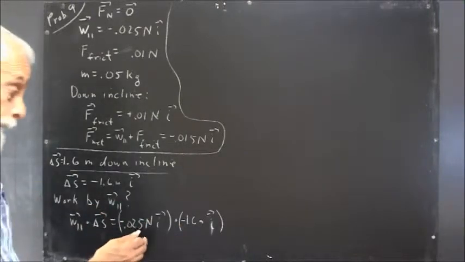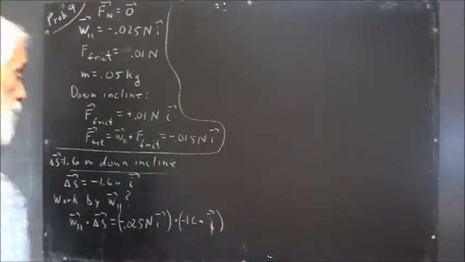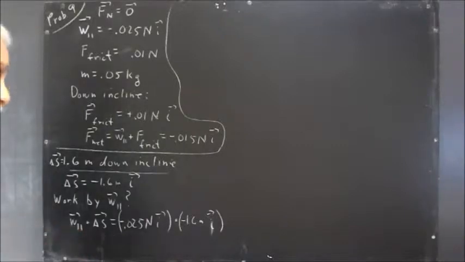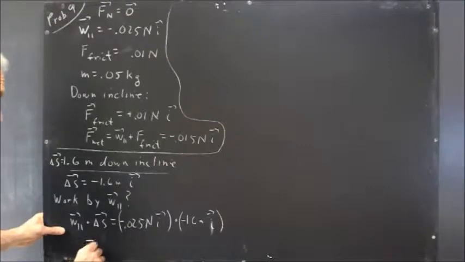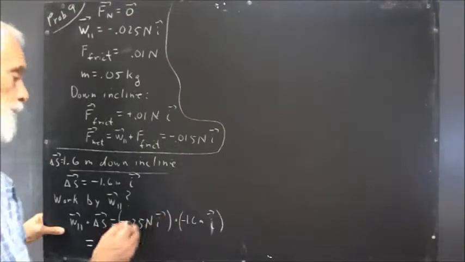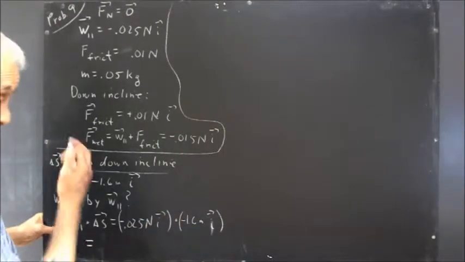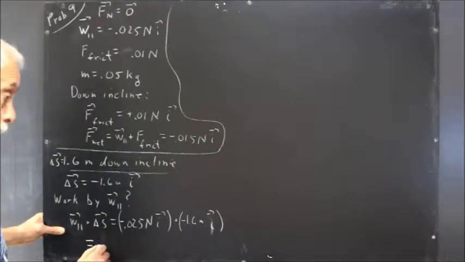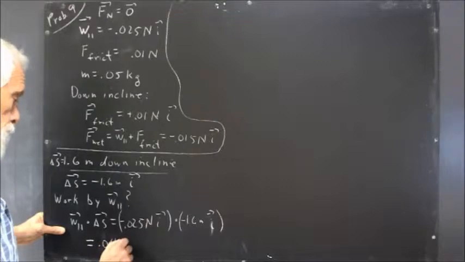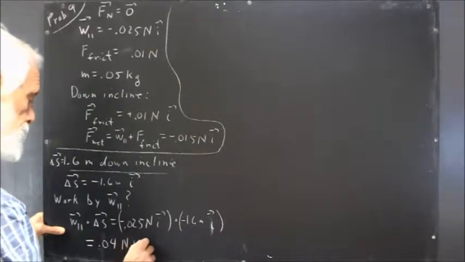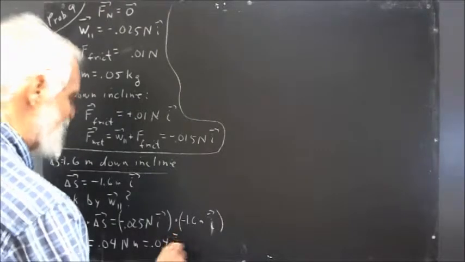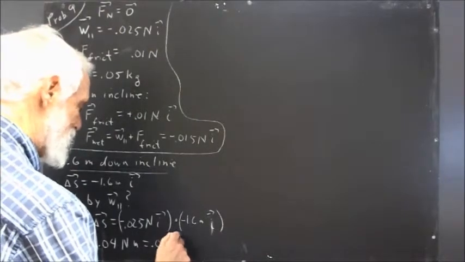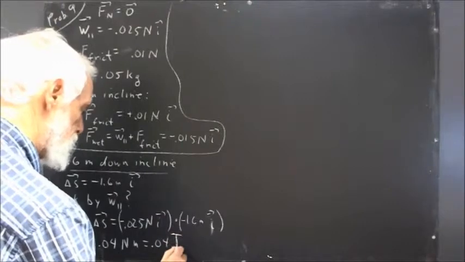Okay, now we take this dot product. Well, what's a dot product? It's easily calculated by I component multiplied by I component. So that equals, well, what's 1.6 times 0.025? I believe that's 0.04. Yeah. That'd be 0.04 Newton meters equals 0.04 joules. And I'm trying to make a J out of the joules. I don't know, I got J in the brain.